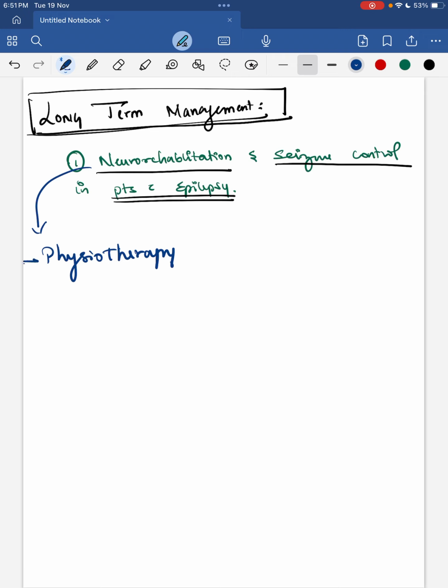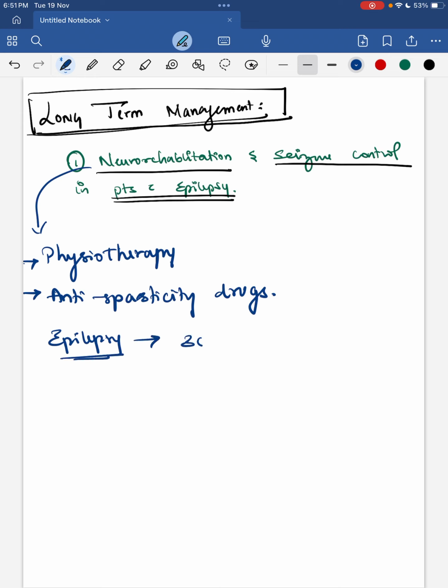Next, epilepsy can occur in 30% of children following stroke. So epilepsy can occur in 30% of children with stroke. So you have to give the anti-seizure drug when the child is having the symptoms of epilepsy, right? Next is your secondary prevention.